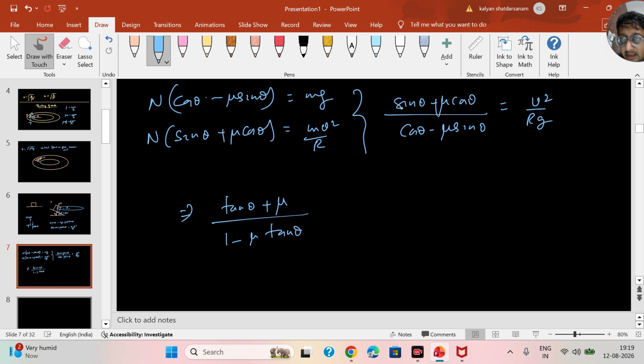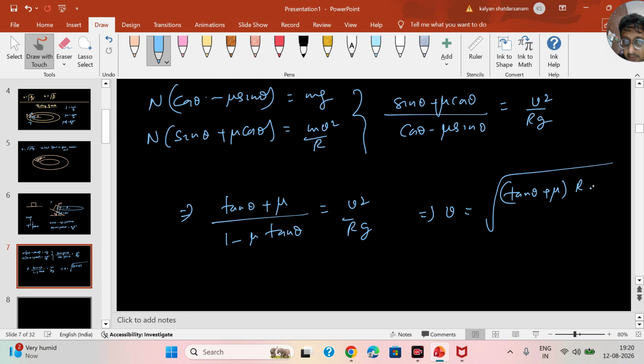I can write it as tan theta plus mu by 1 minus mu tan theta. What am I doing? I am dividing numerator with cos theta, denominator also with cos theta. Both I am dividing with cos theta. Then I am separating the terms. Sin theta by cos theta is tan theta. Mu cos theta by cos theta becomes mu. Similarly, here you get 1, here you get mu tan theta. So this will be v square by rg. So my v now in this new case with the tilted road will be the square root of (tan theta plus mu) into rg by (1 minus mu tan theta).